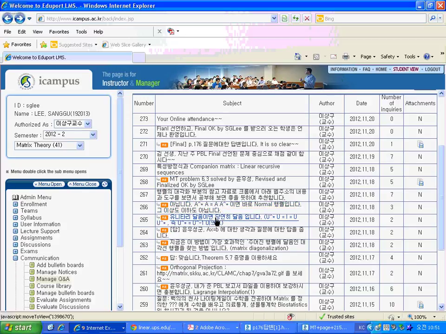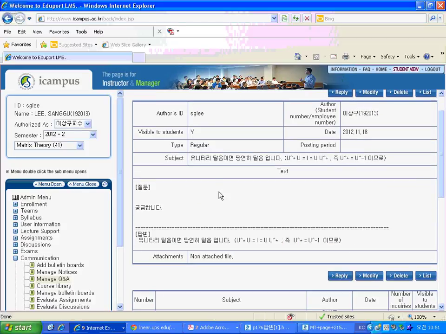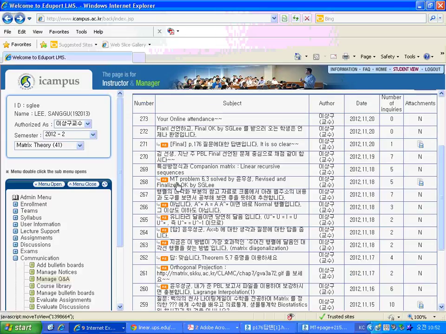Also, Mr. Yoon asked that if two matrices are unitarily similar, whether they are similar or not. Definitely, if two matrices are unitarily similar, then they are similar, because U star, for a unitary matrix U, satisfies this condition, which means U star is U inverse. So U star A U equal to B means U inverse A U equal to B. So they must be similar. Mr. Yoon, you understand that? Okay, good.